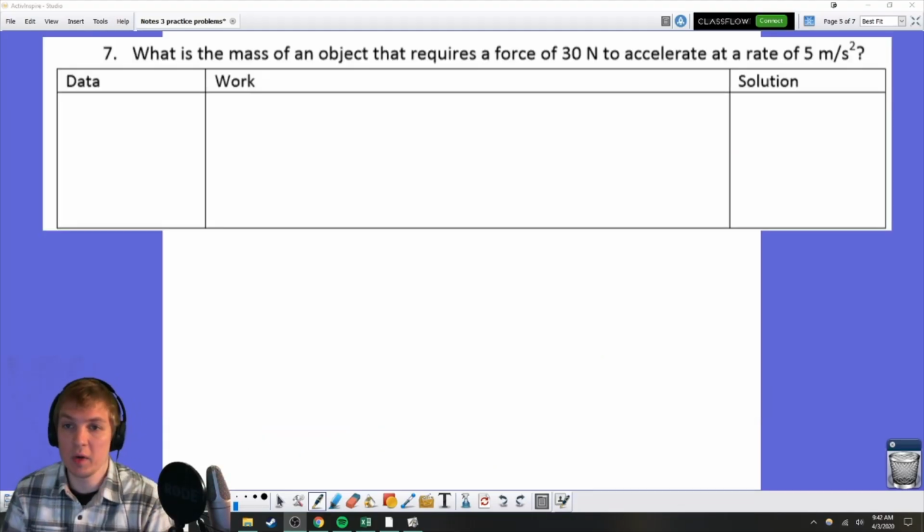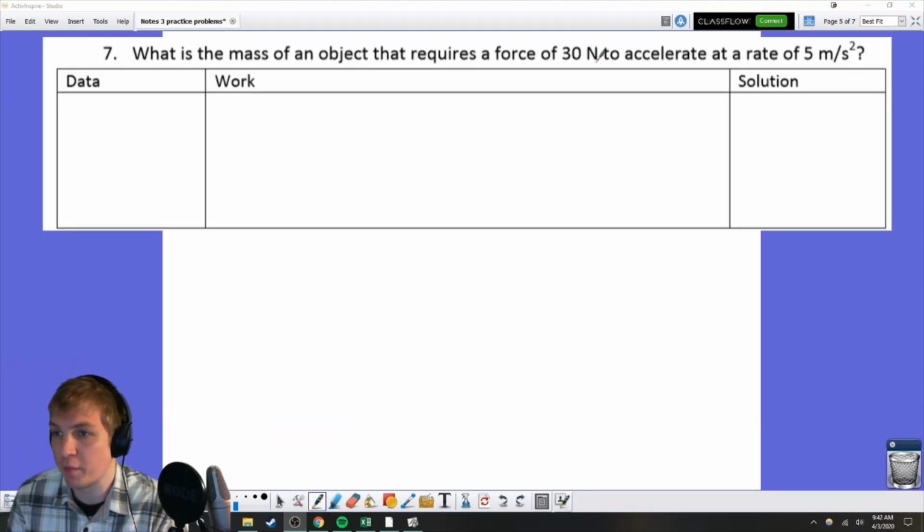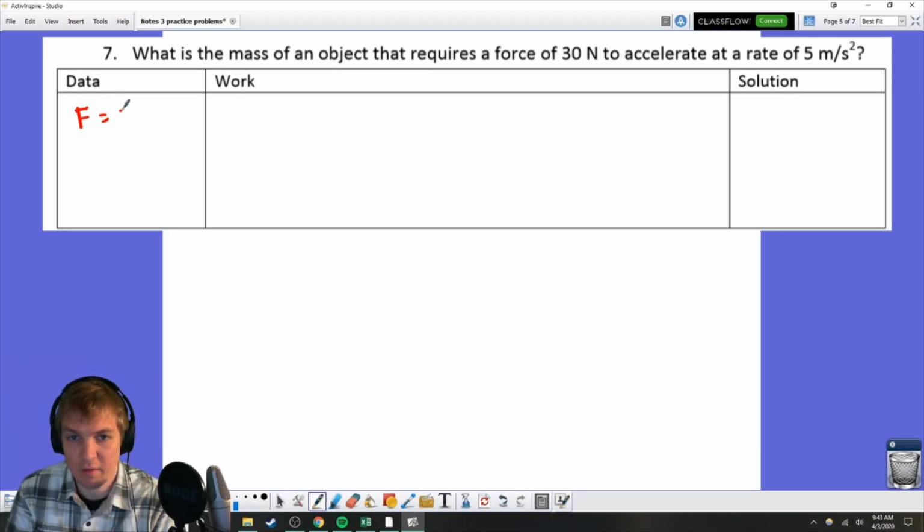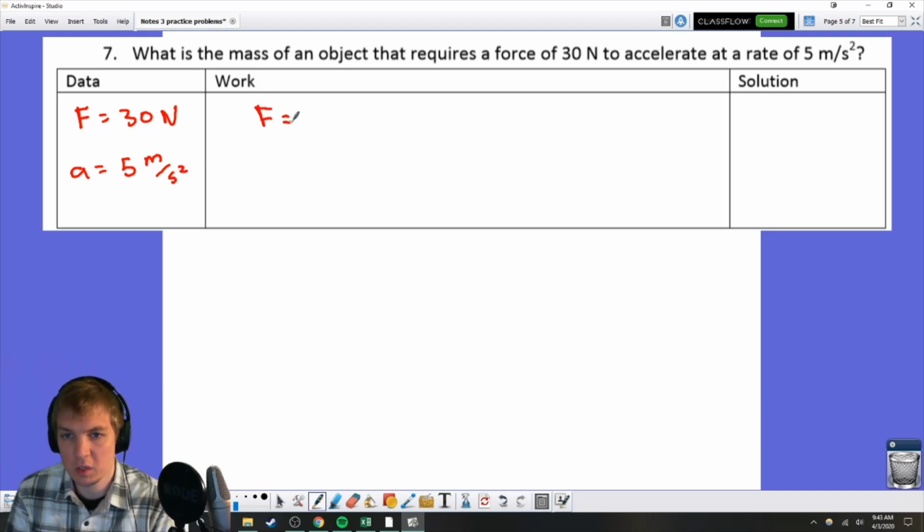Number 7 says, what is the mass of an object that requires a force of 30 newtons to accelerate at a rate of 5 meters per second squared? So go ahead and start this problem by writing down all the things that you have. You have a force of 30 newtons and an acceleration of 5 meters per second squared. And we know the equation of force is equal to mass times acceleration. In this case, we are solving for the mass. So mass is equal to force divided by acceleration.